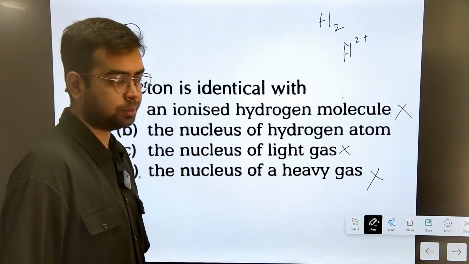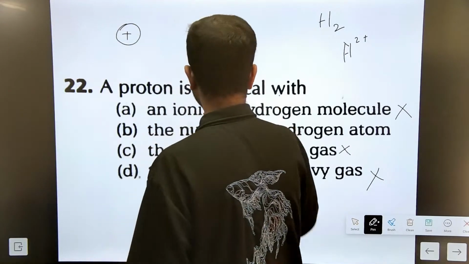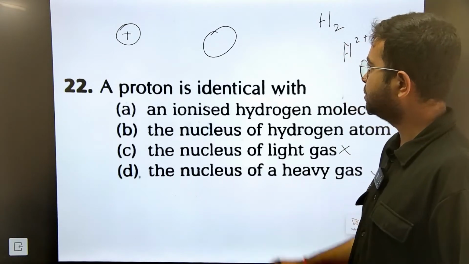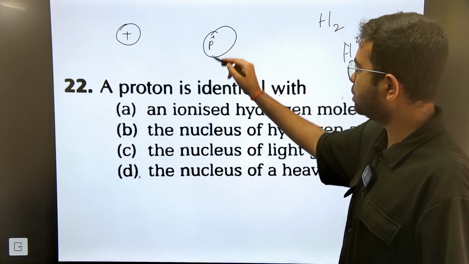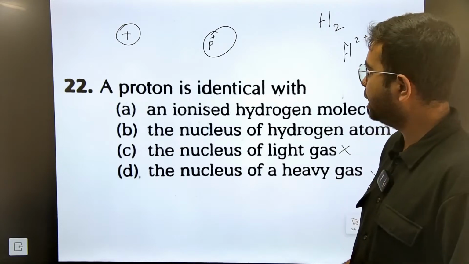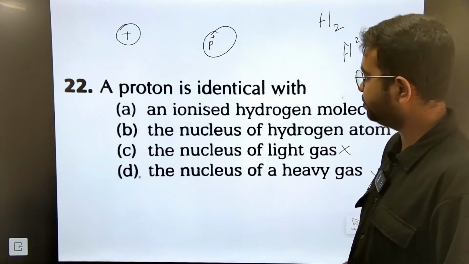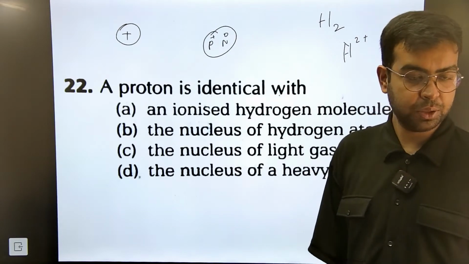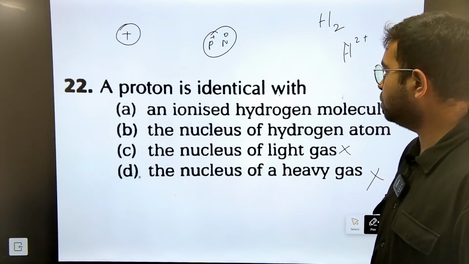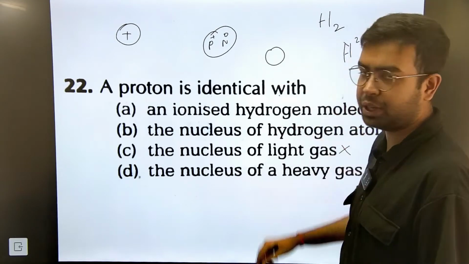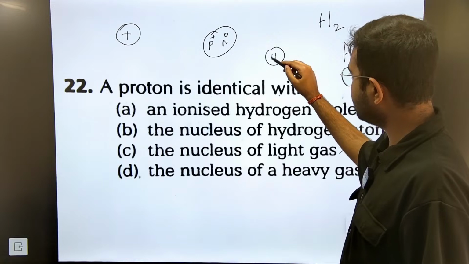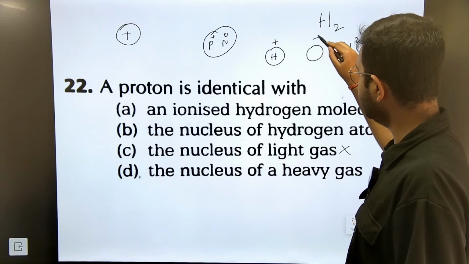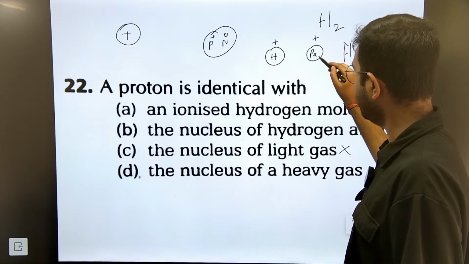Now, nucleus of a hydrogen atom. Nucleus of a hydrogen atom has a proton, a single proton, positive charge. ठीक है? And it has a neutron as well. But neutron का charge तो zero होता है, neutral है वो. तो what is the charge on the nucleus of a hydrogen atom? The nucleus of a hydrogen atom has a single positive charge, just like a single proton which has a single positive charge. ठीक है?